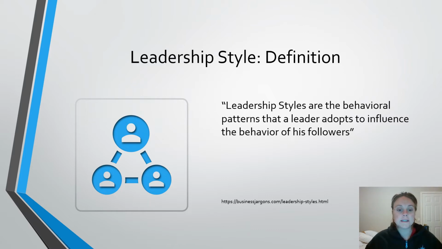So we're going to be defining what leadership style means. According to businessjargons.com, leadership styles are the behavioral patterns that a leader adopts to influence the behavior of his followers. This can have several different meanings depending on the specific motivations of that leader and can either be very effective or very ineffective depending on the implications of such patterns.